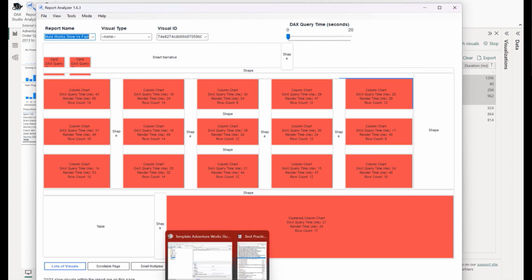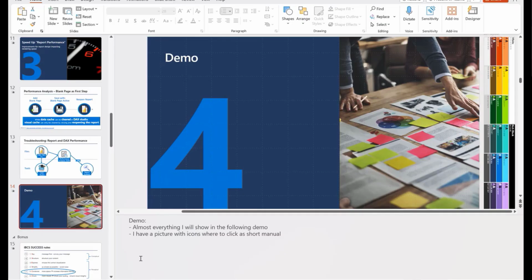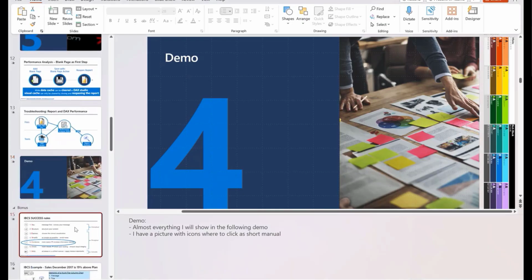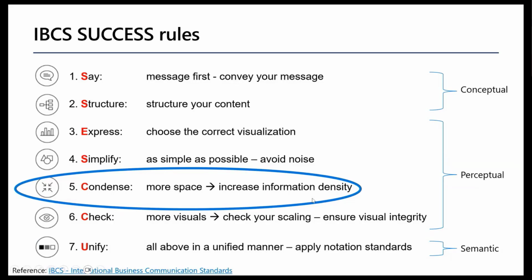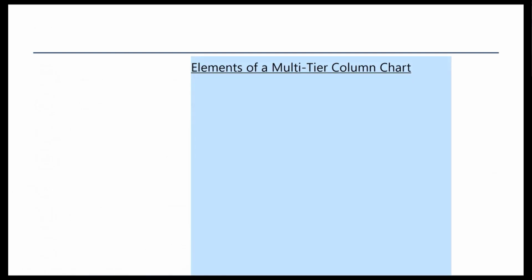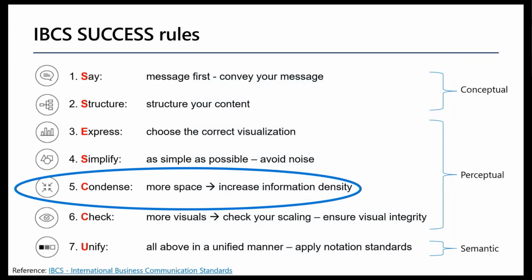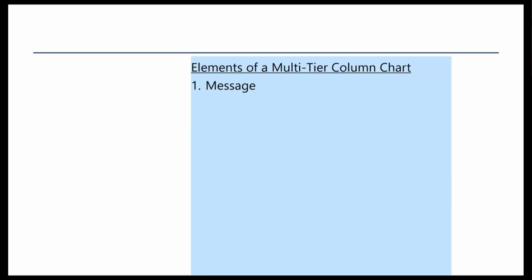I have one bonus demo which I would like to show. So we have now improved report design. We have now improved data model design. And there's one example of what IBCS also consists of. It's a lot more than what we have seen here, but I want to put a focus on a multi-tier chart.